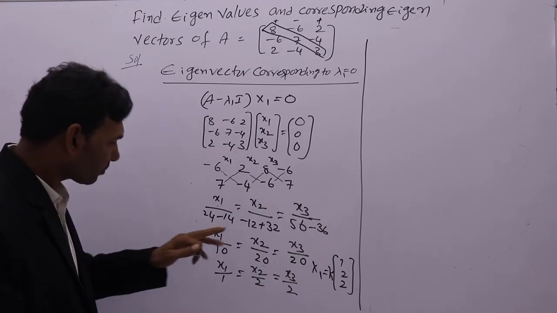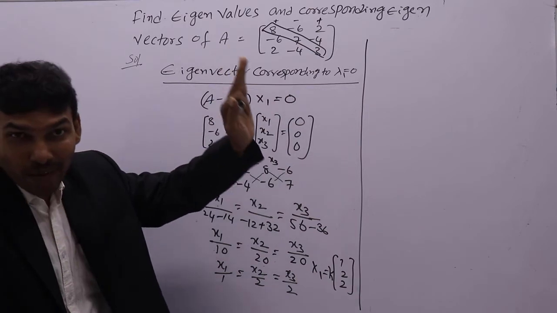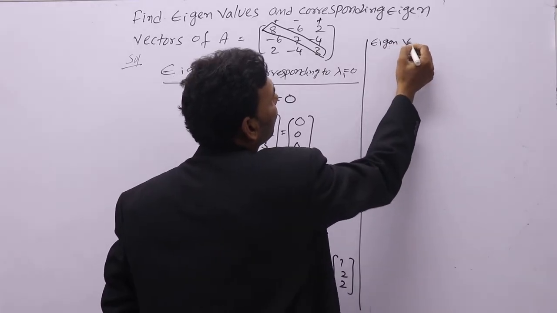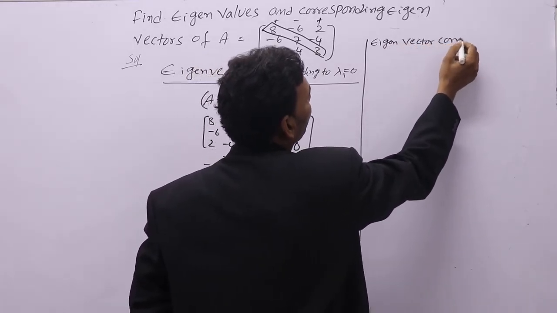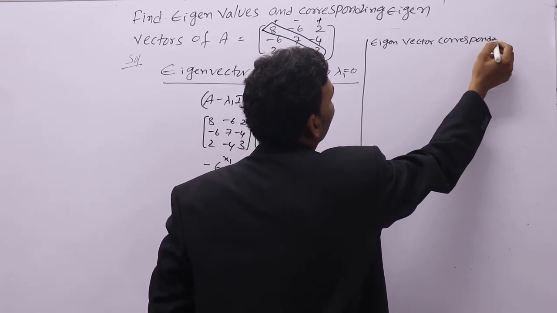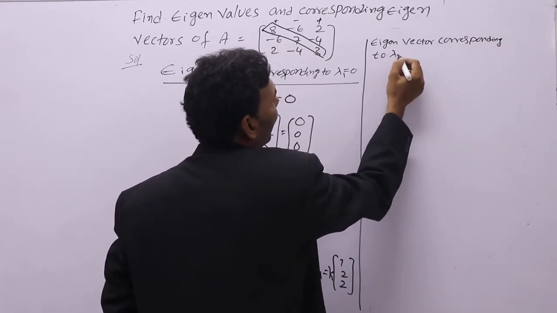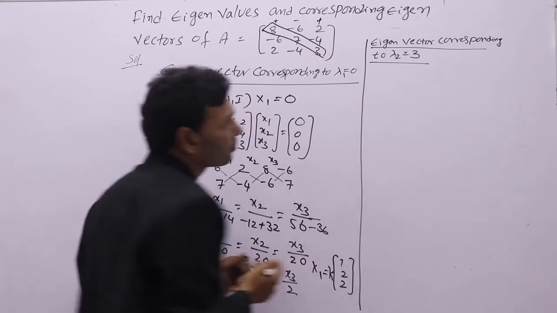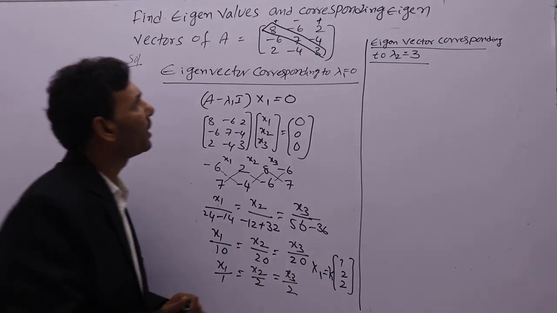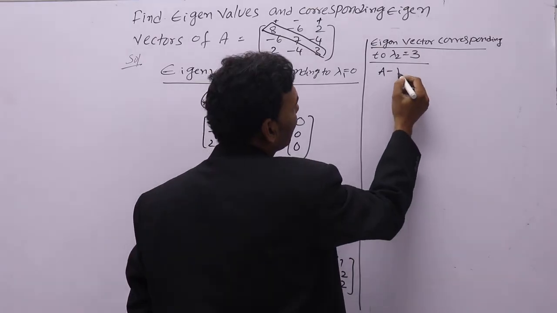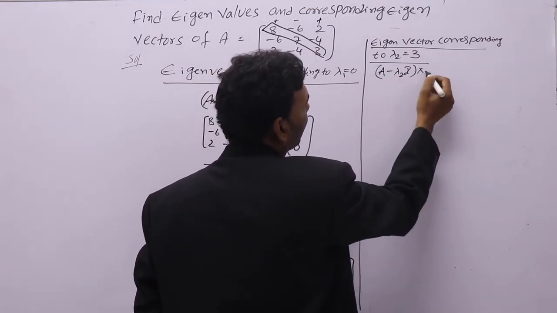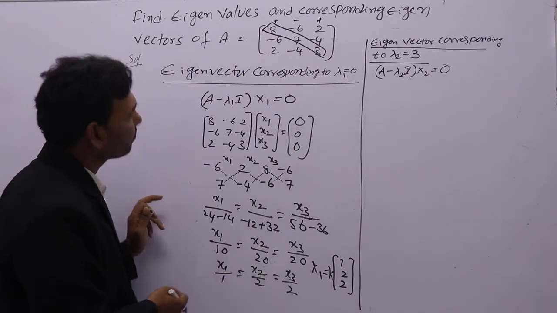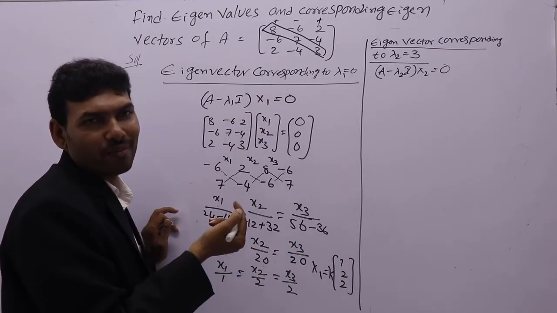Like that you need to find eigenvectors for the remaining two eigenvalues. So what is the next eigenvalue? Eigenvector corresponding to lambda 2 equal to 3. That means A minus lambda 2 into I into x2 equal to O. Subtract 3 from the diagonal, or in the characteristic equation write 3 in the place of lambda, you will also get it.